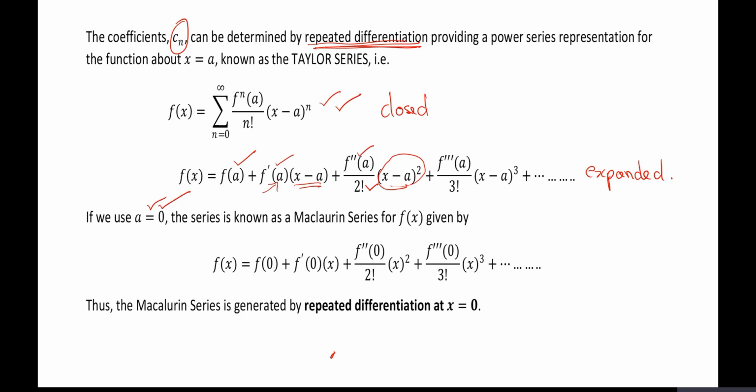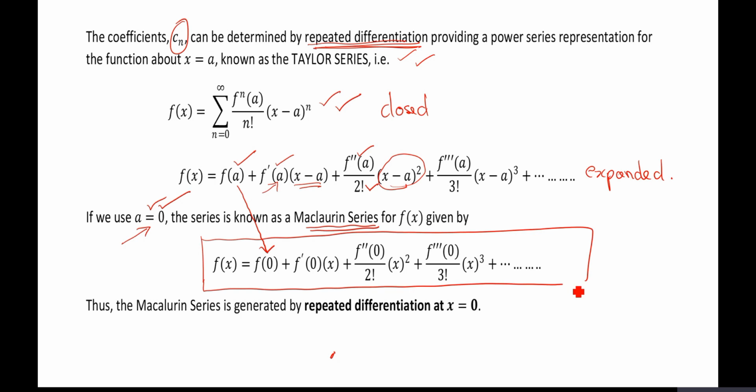This is a formula for the Taylor series. But we're not going to use that formula. We're going to use the formula when a is equal to 0. So substituting a equal to 0, I get a formula for the terms of a Maclaurin series. And this is the formula that you are going to use and that you should know. You can simply memorize it.